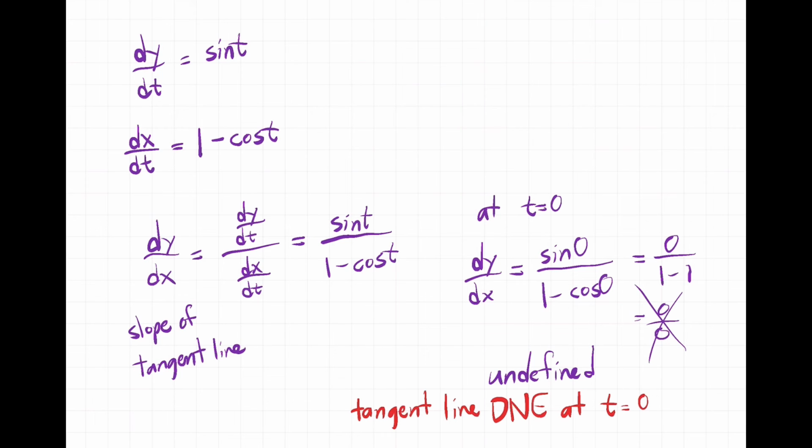But what can we do? Let's find the limit as t approaches 0 of dy/dx. I'd like to know what the slope of the tangent line is approaching as we approach that point, from either the left or the right.